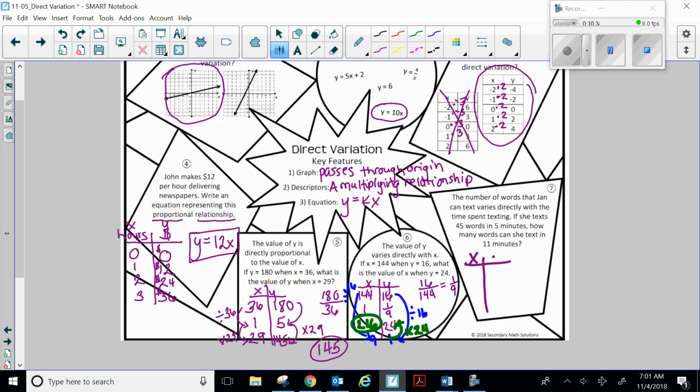So we have our x and y value. In 5 minutes, Jan can type 45 words. So in 1 minute, how much can she type? Well, I know that 5 divided by 5 is 1. So I can take 45 and divide it by 5 and get 9. So now I have my unit rate.